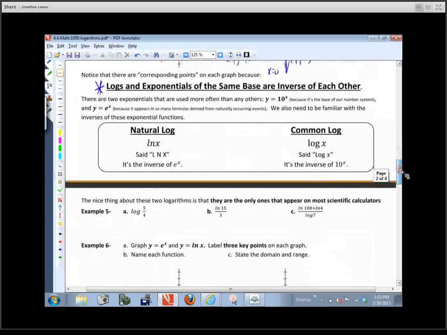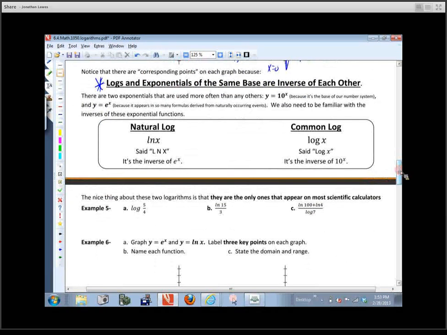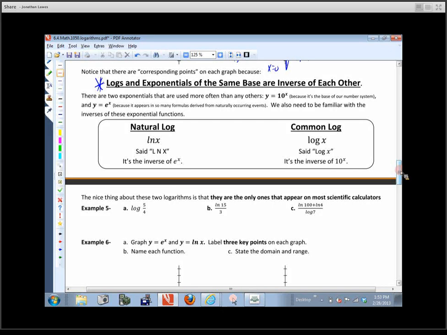So there are 2 exponentials and logarithms that come up more than any other. Exponential base e comes up a lot because it's the natural number e. It's amazing where that number crops up. Lots of formulas that we use, lots of places in nature. That's why we call it the natural number. And exponential base 10 comes up a lot because those are nice powers of 10. They're like the base of our number system. So their inverses or their logarithms are the 2 most commonly used logarithms.